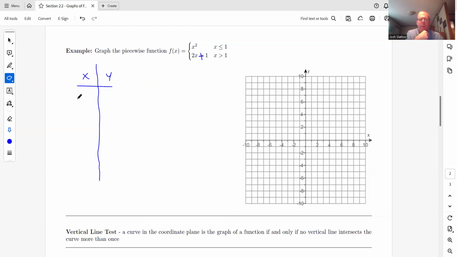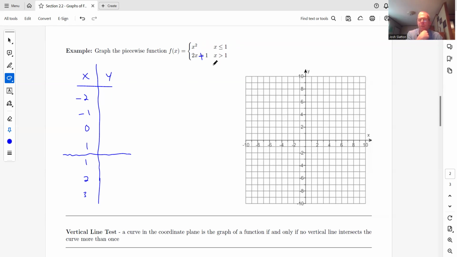And we make a table of values. So let's just start at -2. And now notice that this one is split at 1. So you actually need to do the 1 twice, because that is where it is split. And so above that line, we are going to be using x squared. Below the line, we're going to be using 2x plus 1.